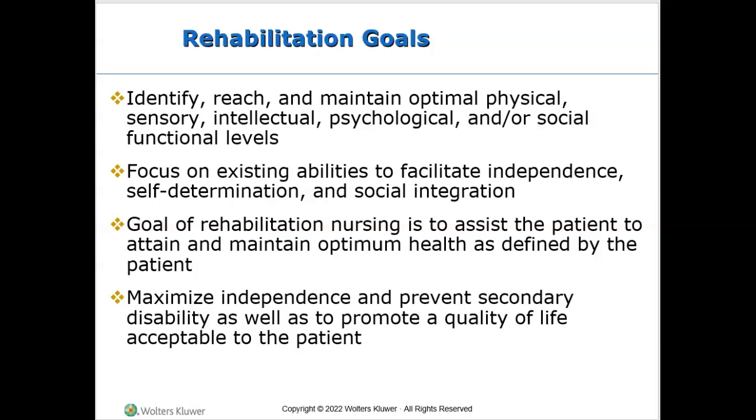We want to promote patients to do for themselves as much as they can. So if your patient has had a stroke, or they have rheumatoid arthritis, whatever it is, maximize their independence. We do not want to do everything for them. I know we walk in and we think, oh, I'm going to totally help them. You can help them, but let them do as much as they can for themselves because we want to promote their independence.